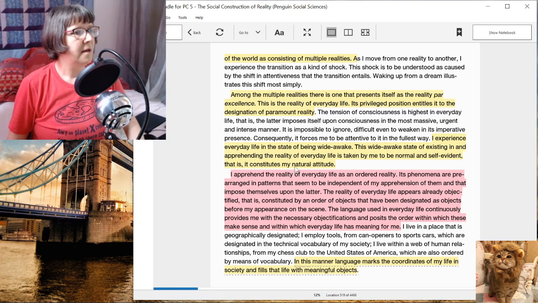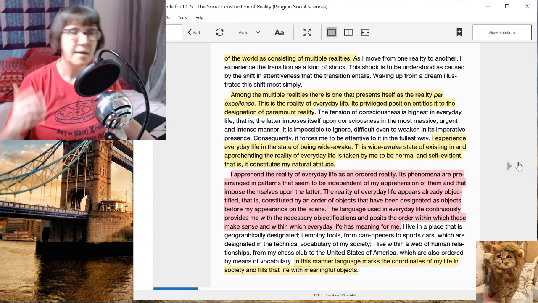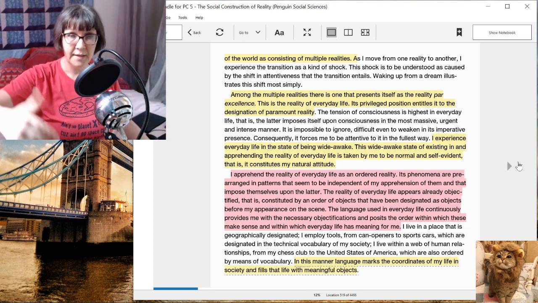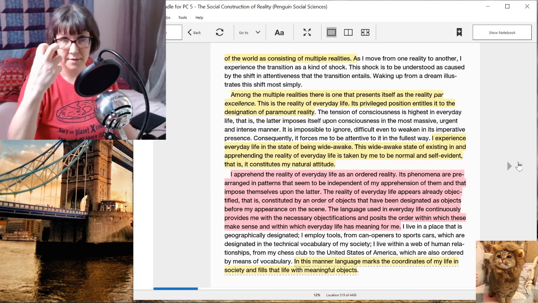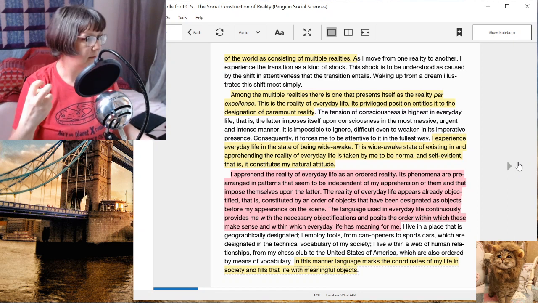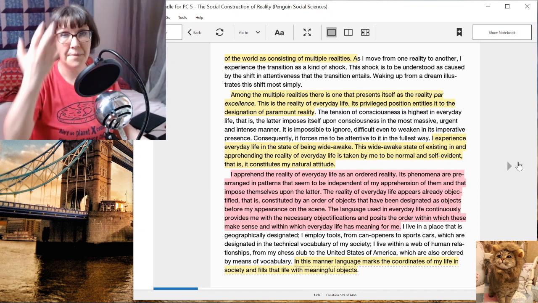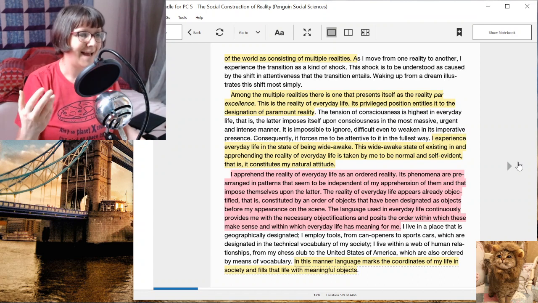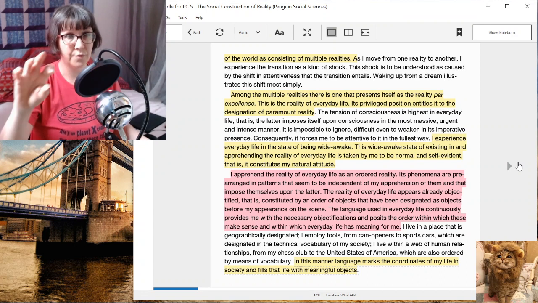All right. Next, we talked about consciousness. In the next section, they're going to talk about how things appear to our minds. So everyday life appears to our conscious mind as, and this is important, an ordered reality.